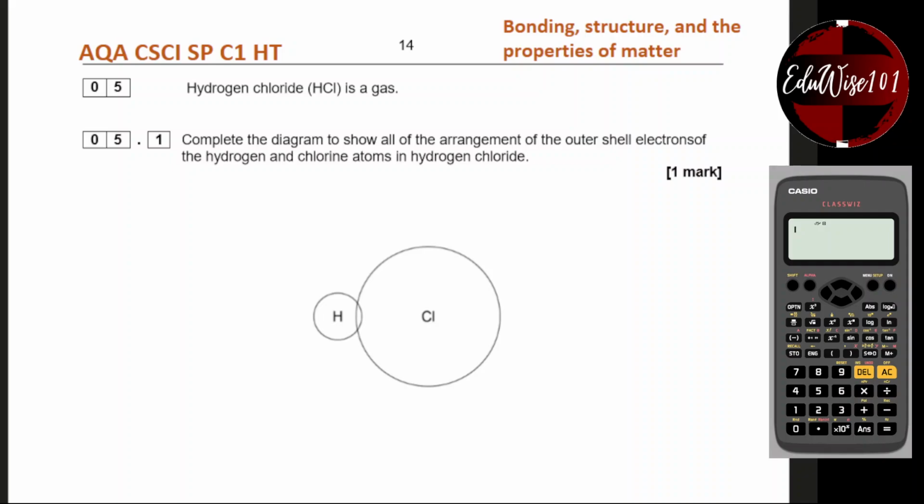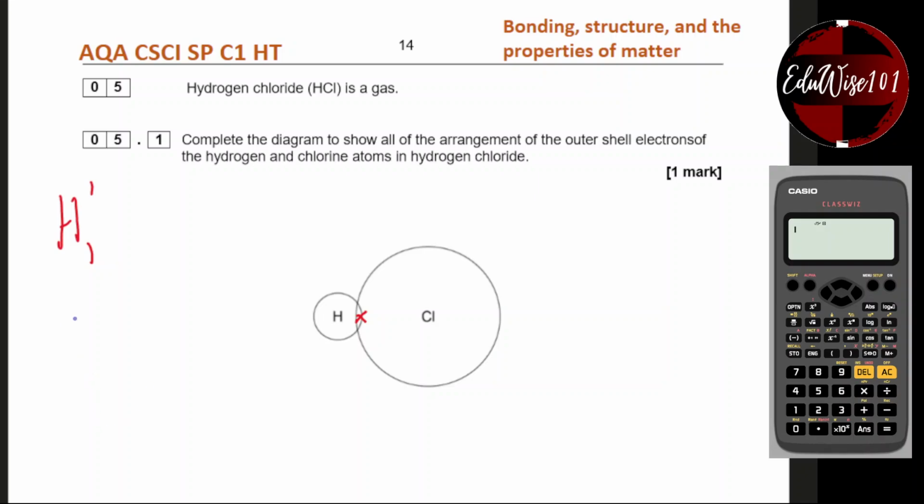what they are asking is for us to draw the covalent bonding in hydrogen. So remember, hydrogen, you look in the periodic table, has a mass of 1, and the proton number is also 1. So it has 1 electron, which is in the outer shell. So we would draw that with an X there.